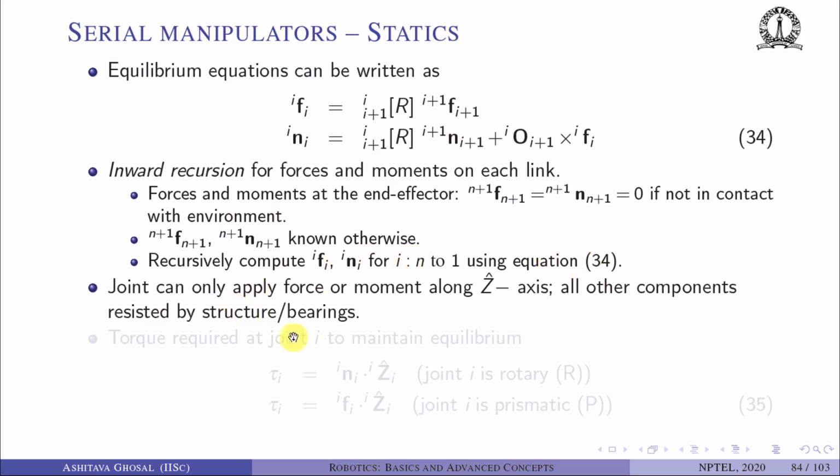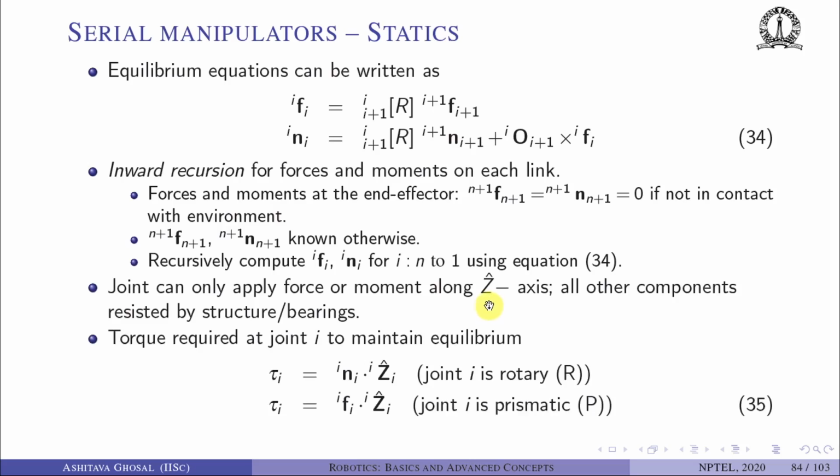So the joint can only apply force or moment along the z-axis. We are dealing with 1 degree of freedom rotary or prismatic joints. A rotary joint can apply a moment about the joint axis. A sliding joint can apply a force along the joint axis. All other components of the force Fi and Ni, which is acting at the joint, are resisted by the structure. Okay, so there are bearings which will take care of radial loads and other kinds of loads.